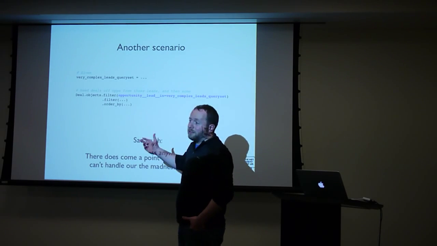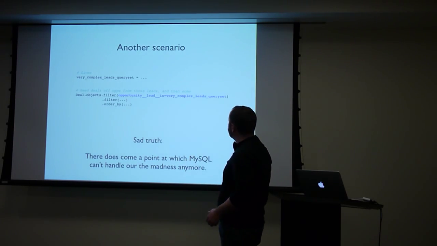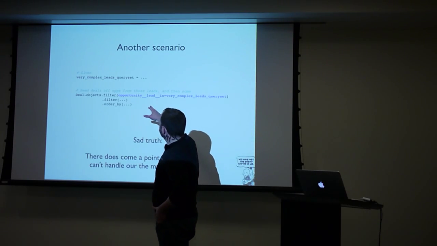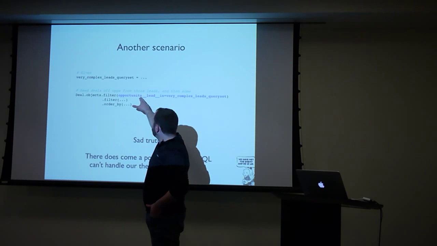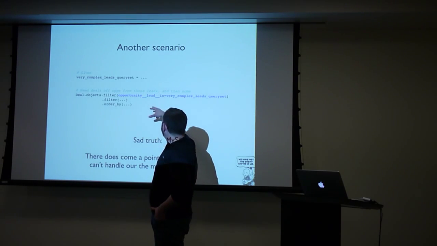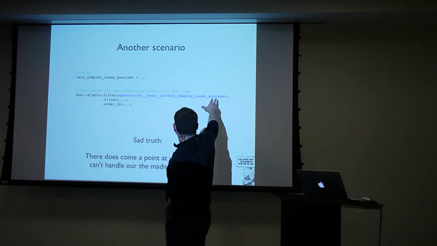We're also going to do other things, so this is going to become a very complex query. What you can do, as was mentioned, is the recombination of query sets using this syntax. The lead has a relationship, and the opportunity has a relationship to the lead. And you say opportunity, lead, and your very complex leads query set.